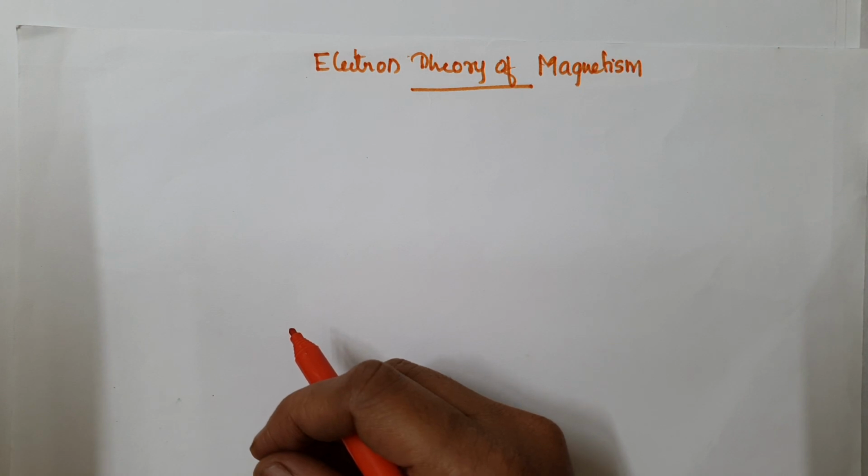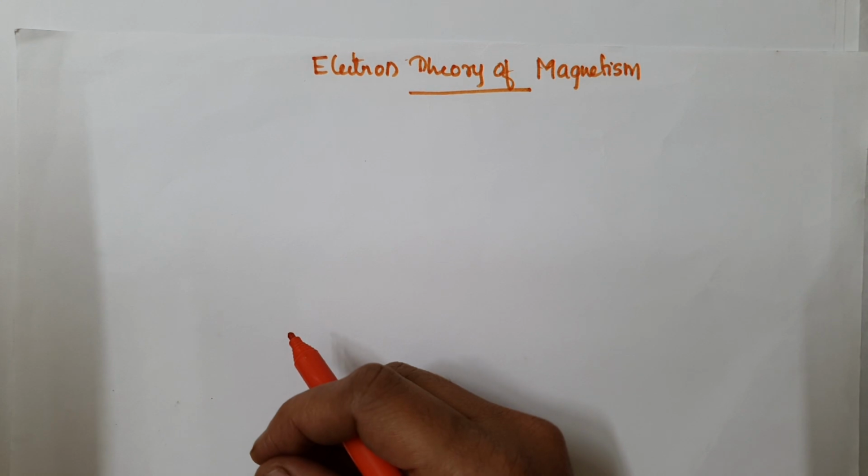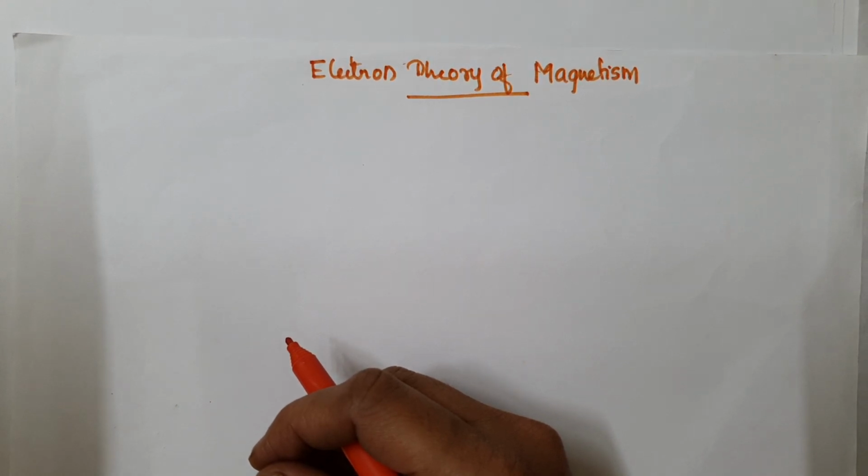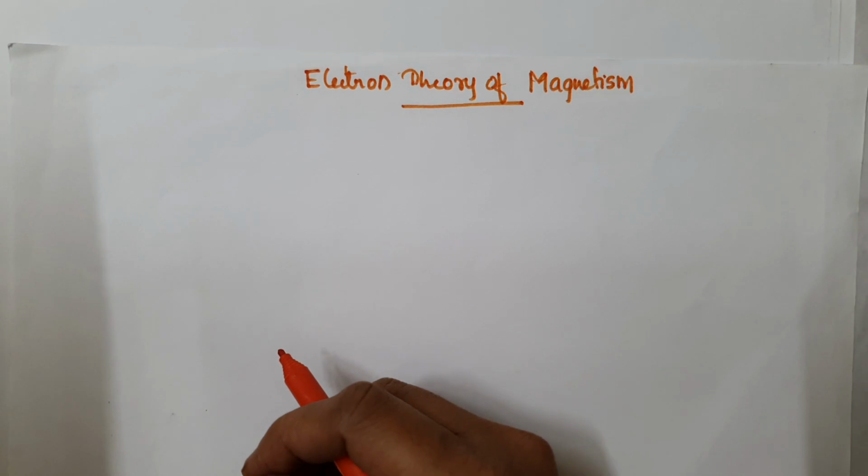In an atom, the electron revolves around the nucleus in a fixed path, and this path is called an orbit. An electron is a charged particle, and according to the theory, a charged particle in motion will produce a magnetic field. So the motion of the electron will produce a magnetic field, or a magnetic moment will be associated with it.